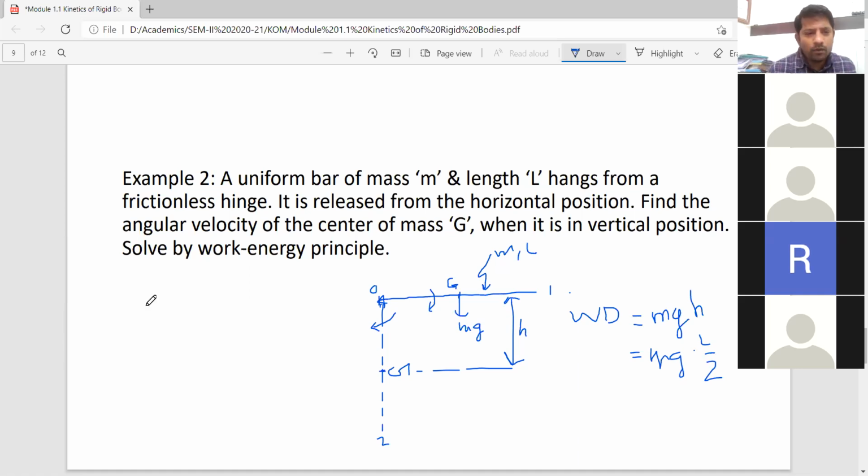Now you have to find the change in kinetic energy. The same formula you have to use: the difference between final and initial kinetic energy. As the bar is rotating, it is one half I omega 2 square minus one half I omega 1 square.